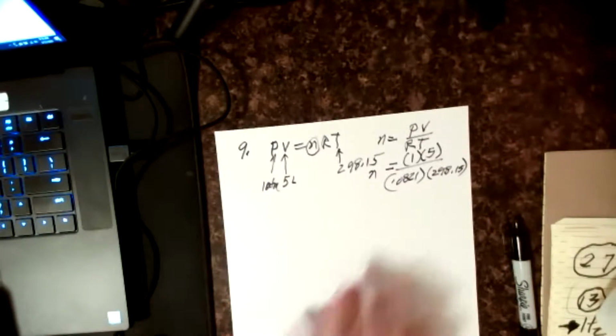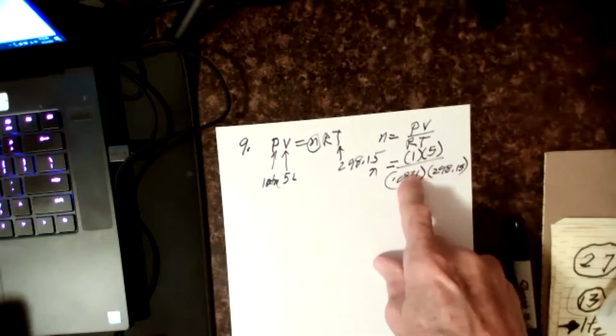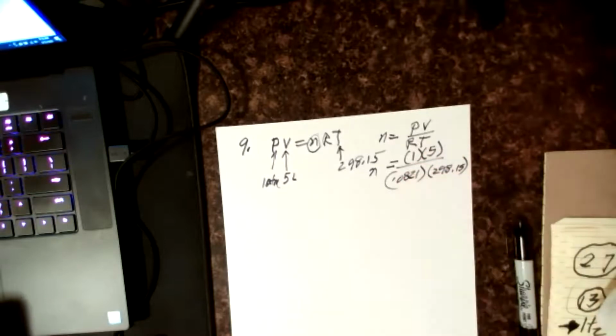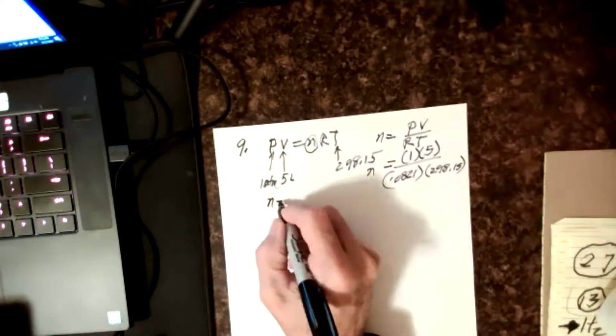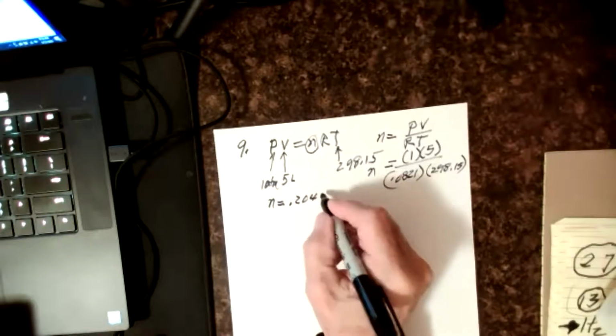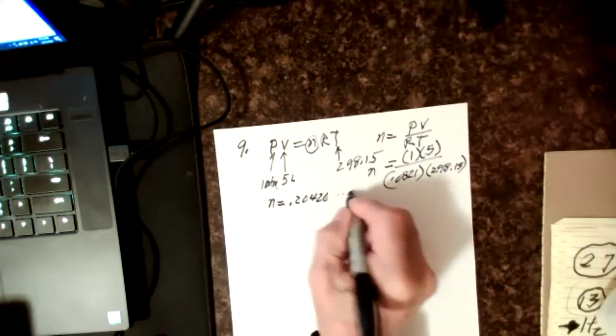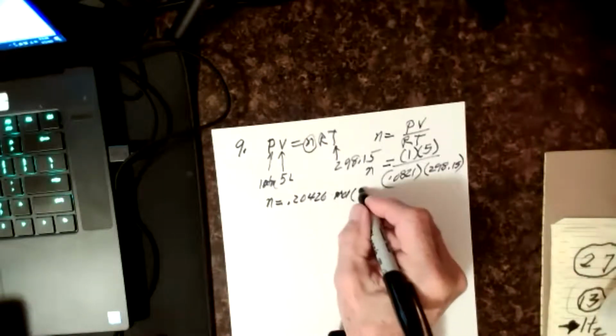Okay, I don't see screen share, so you are watching my paper. Okay, good. And divided by 298.15. 5 divided by 0.0821. Yes.